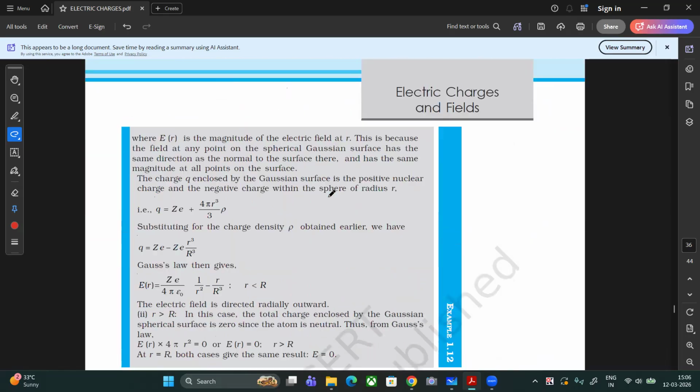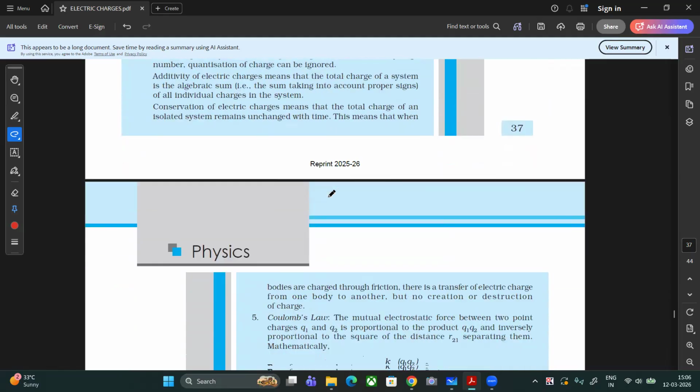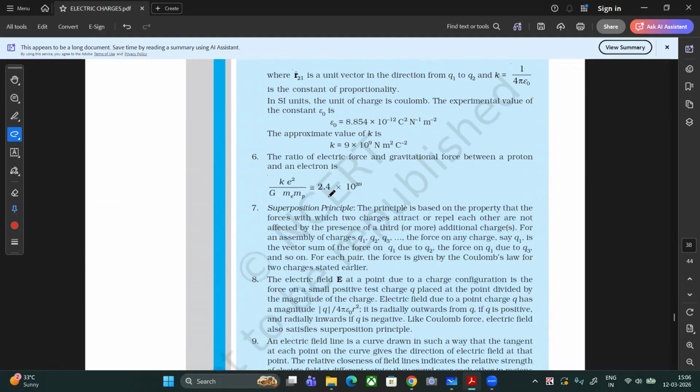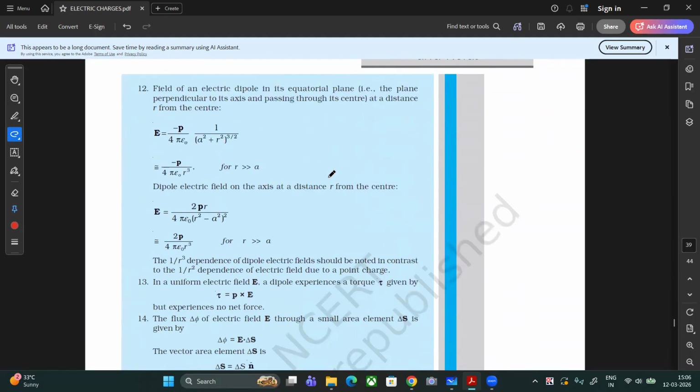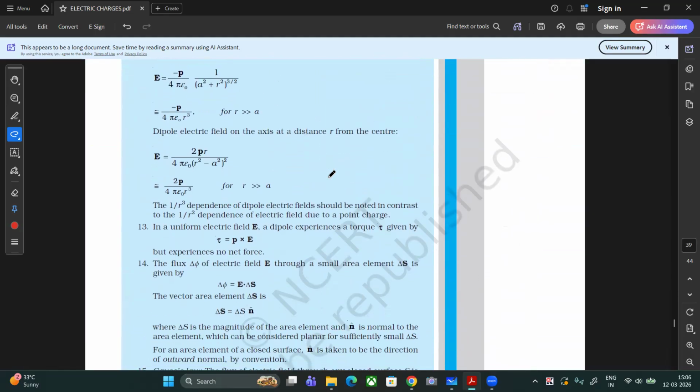In this video, we quickly summarized all the points related to Coulomb's law, electric field, Gauss law, and electric flux, and the electric field due to a dipole at the axial point and equatorial point, and the torque value. So this is all about this video.